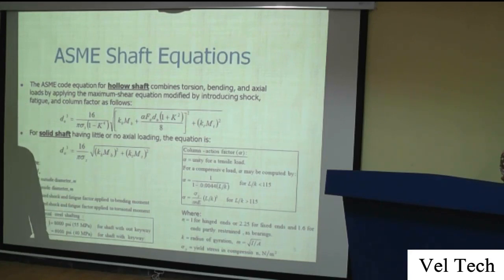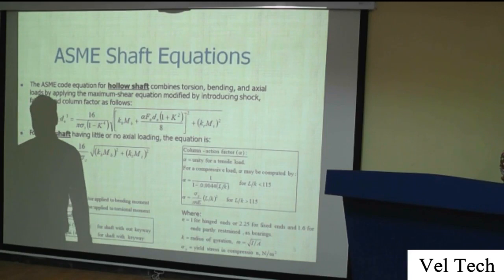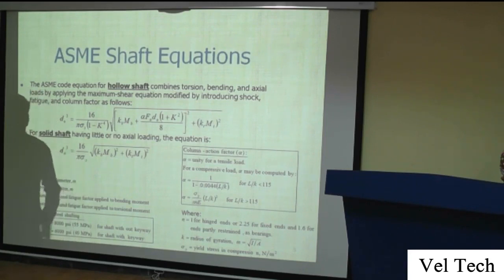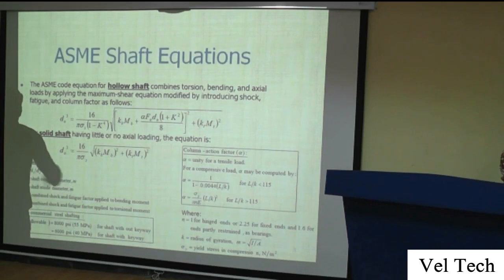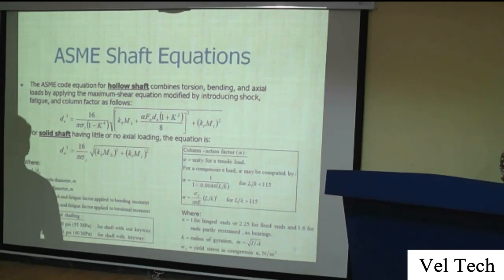If it is a ductile material, we can use the maximum shear stress theory. If it is a brittle material, we can use the normal stress theory. By using the theory, we have to find out the equivalent bending moment and equivalent twisting moment. To find the equivalent torsional moment using the maximum shear stress theory, the formula is root of Mb square plus Mt square.